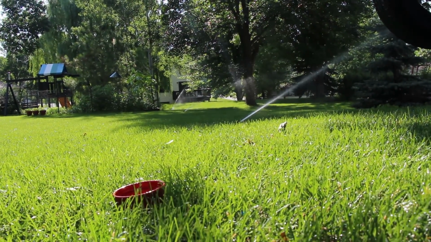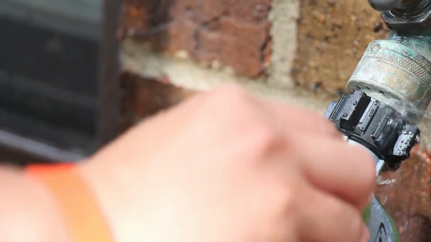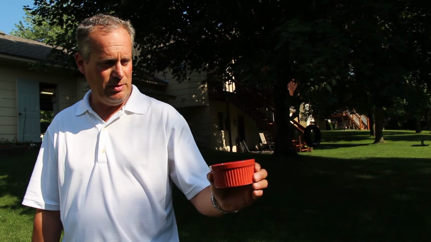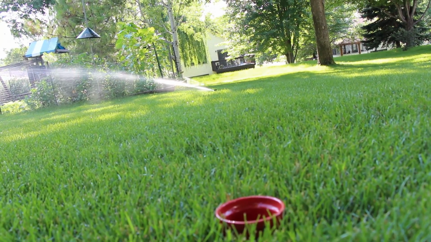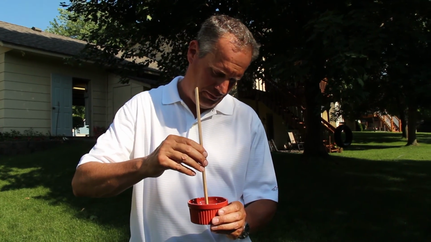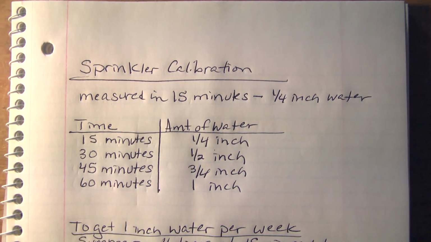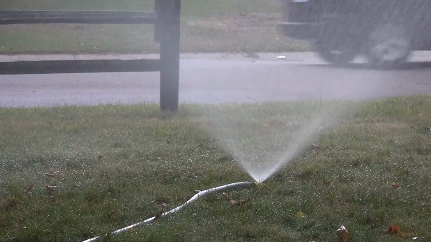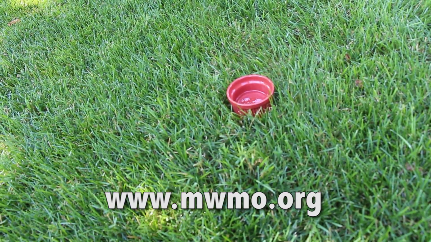Calibrate your sprinkler or automated irrigation system so you know how much water it sprays in 15 minutes. To test the output of our irrigation system, we placed 3 similar containers out for 15 minutes. And now we're going to find out how much water is in the container. Use all this information to calculate how long to run your sprinkler or program your irrigation system in order to give your lawn the right amount of water. For more information on calibrating your sprinklers, visit mwmo.org.